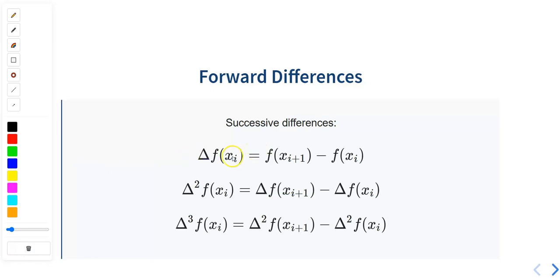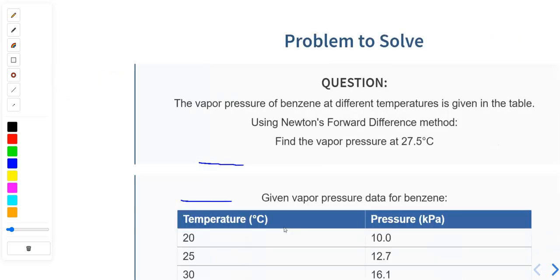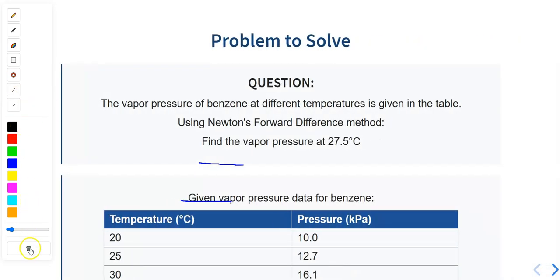Now here, del of f xi is nothing but f xi plus 1 minus f of xi. Del square f of xi is nothing but del f of xi plus 1 minus del f of xi. Del cube f of xi is equal to del square f of xi plus 1 minus del square f of xi.